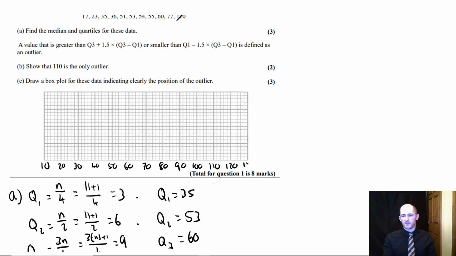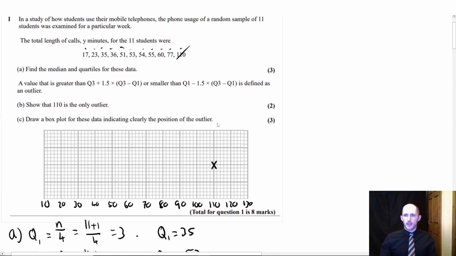Yeah, we could have actually started on 0, but that's totally fine. And all we need to do is plot the values. Now, 110, even though we're not including it, we need to include it on our box plot. You mark outliers with an X, okay? And then all we need to do is add the lowest value. So the lowest value is 17.